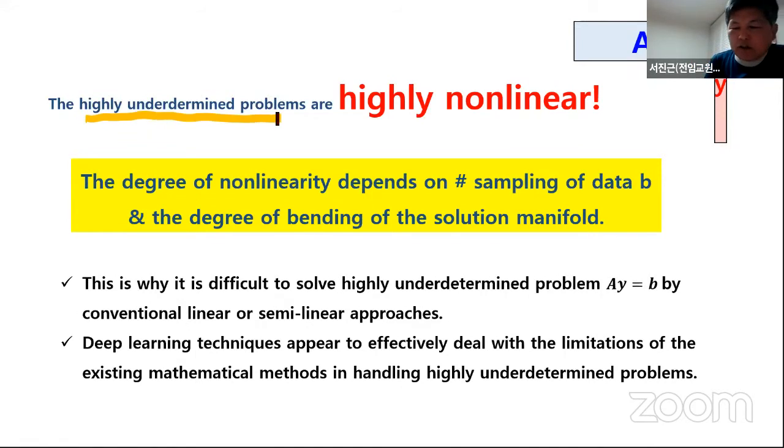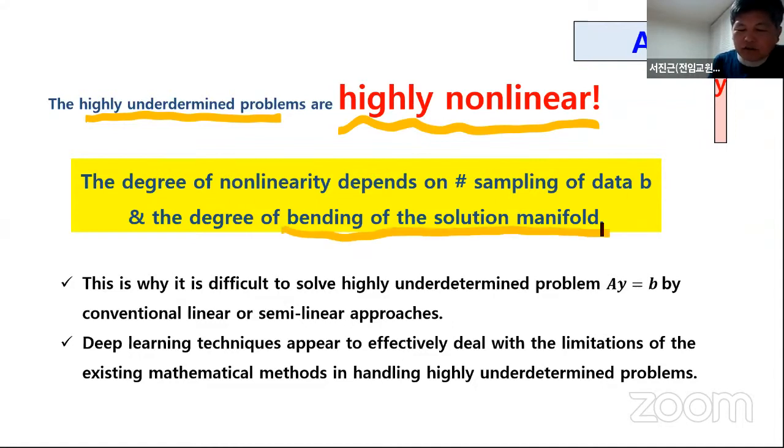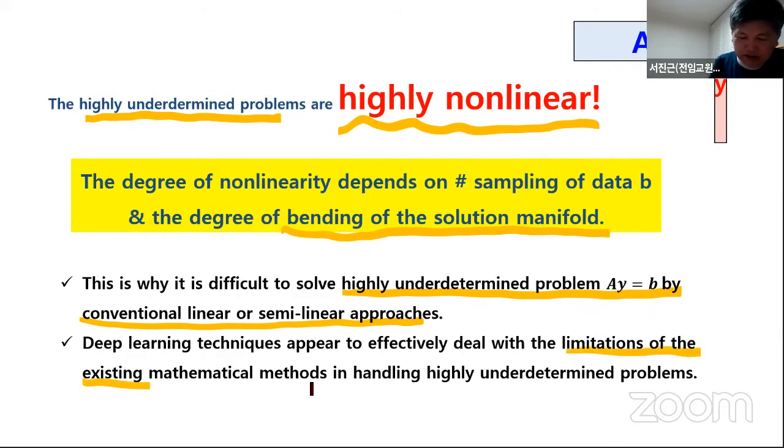A highly underdetermined problem is not linear, it is a highly nonlinear problem. The degree of the nonlinearity depends on the number of samples of the data and the degree of the bending of the solution manifold. This is why it is difficult to solve a highly underdetermined problem by conventional linear and semi-linear approaches. Deep learning appears to effectively deal with the limitations of the existing mathematical methods in handling highly underdetermined problems. Maybe I overemphasize it.